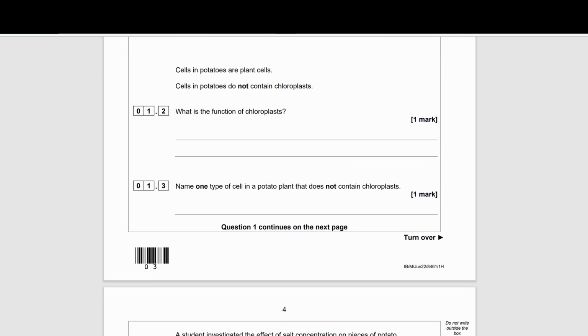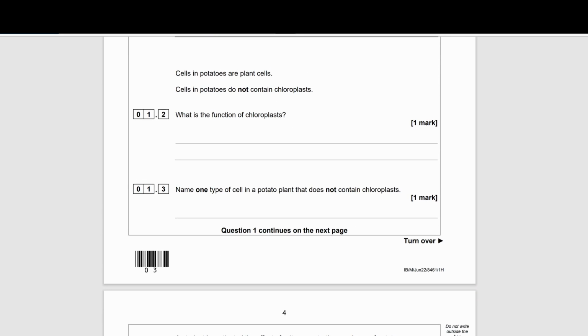Okay, next question. Cells in potatoes are plant cells. Cells in potatoes do not contain chloroplasts. What is the function of chloroplasts? Again, multiple answers you could put for these. The main one we should be saying is where photosynthesis takes place. But you could also say it's to absorb sunlight.